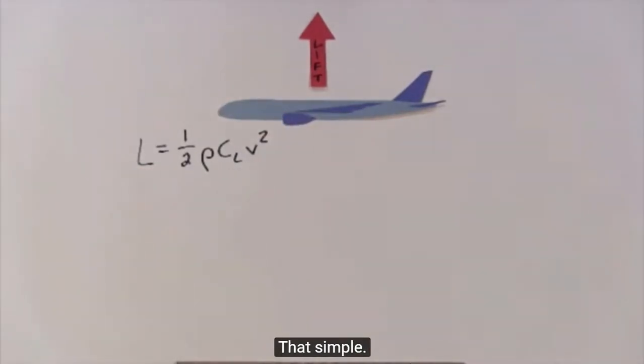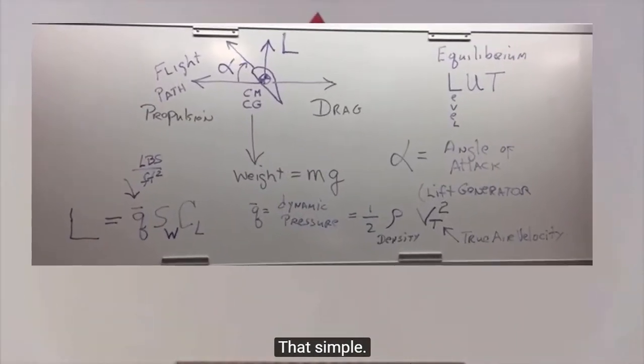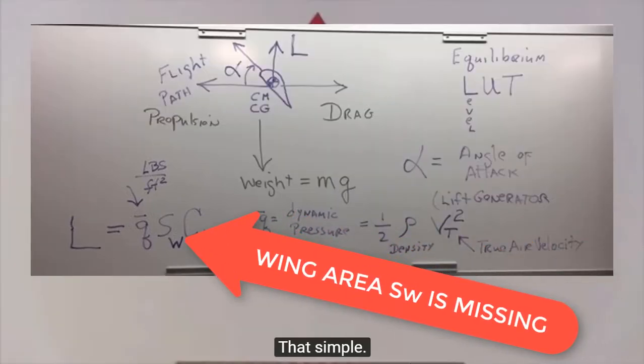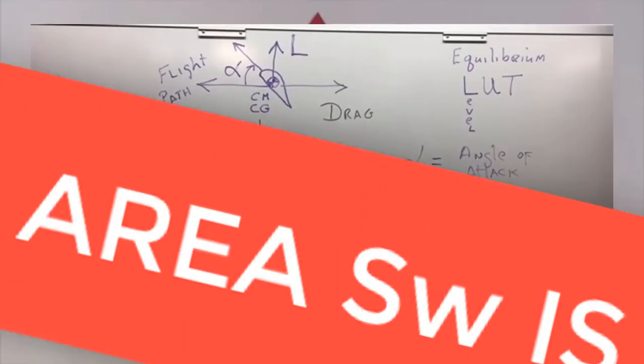It's that simple. Here is another serious error where he misses the wing area, S sub W, in the equation, which is a critical mistake.